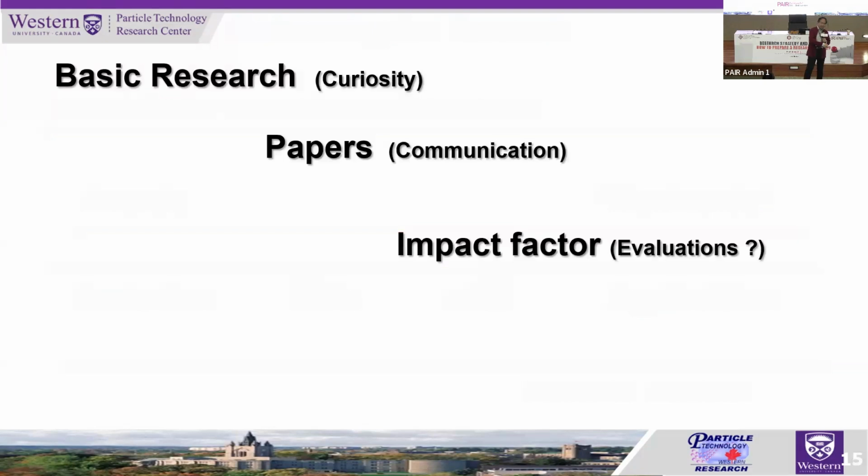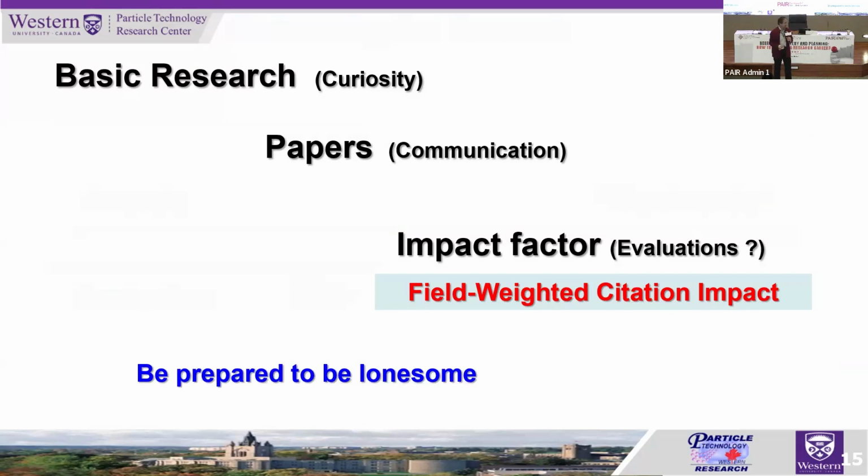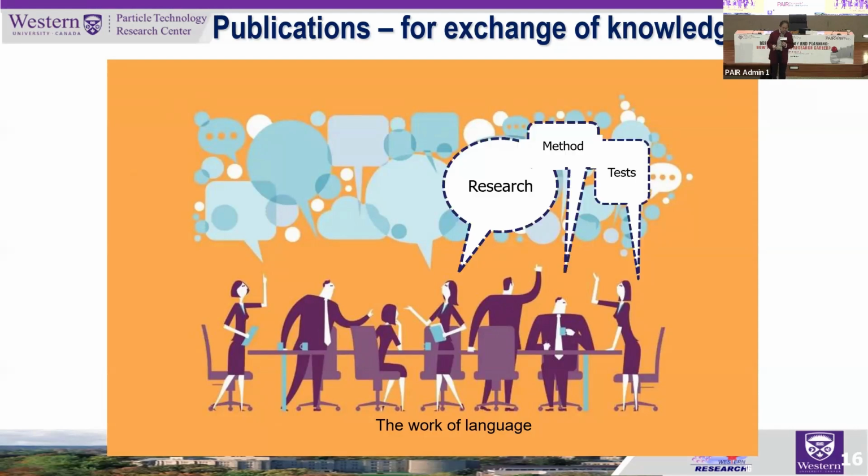If you do basic research, papers and impact factors are what you need to follow. And sometimes you should be prepared to lose some, because maybe nobody knows what you're doing. And you have to be persistent. But the purpose of publication is for communication, not for telling your boss how many papers I published, or the citation index. Rather, it is to communicate.